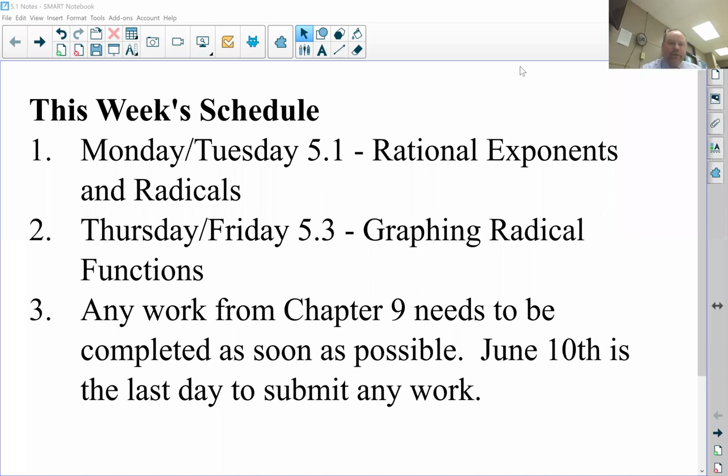There we go. So, schedule for the week. We are going to today cover 5.1, which deals with rational exponents and radicals. And then at the end of the week, Thursday, Friday, we'll be graphing radical functions.